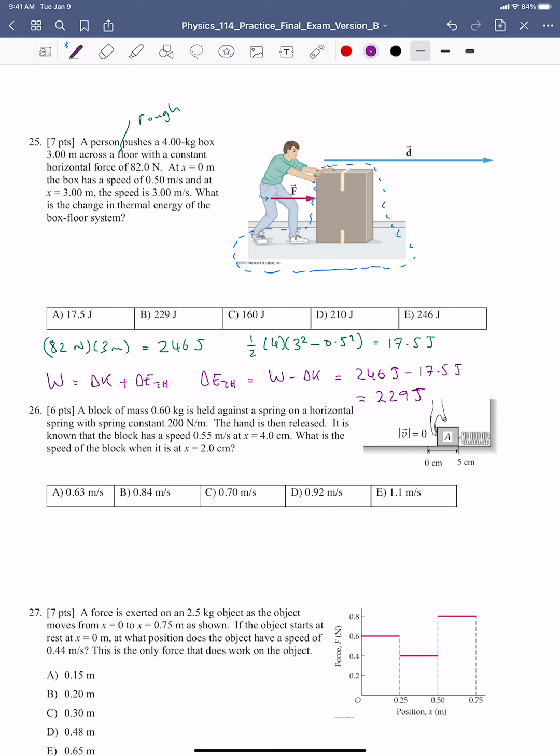So most of the person's 246 joules is going into changing the actual temperature, what we refer to as the thermal energy of the floor itself and the bottom of the box, and then a small bit of it goes into changing the speed of the box. So that gives us choice B as the correct answer. And as you can see, there are some distractors here. The 17.5 is there as a distractor, and the 246 is there as a distractor. They're obviously incorrect answers.